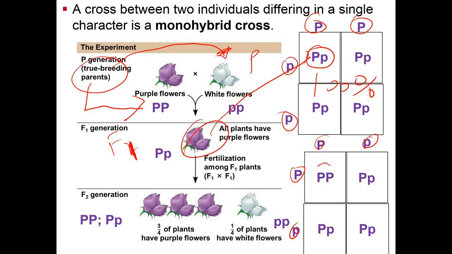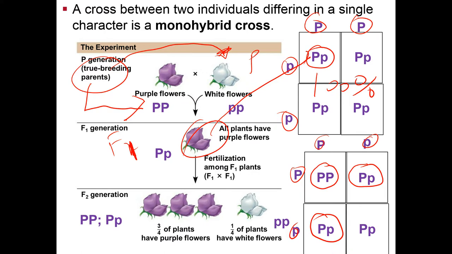Well, two copies of a dominant allele, that's a purple flower. A copy of a dominant and recessive, that's a purple flower. Purple flower. So three out of the four boxes are going to give you purple flowers. That tells you that there's a 75% chance that your offspring are going to have purple flowers, or you would expect that 75% or 3/4 of the offspring produced have purple flowers. This is the expected outcome of this cross.